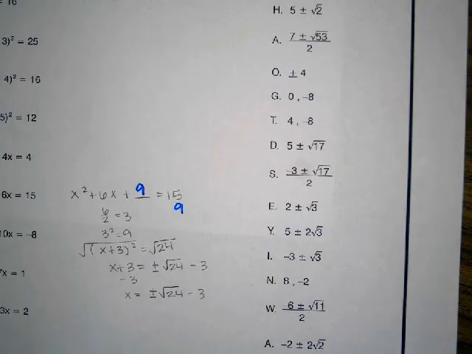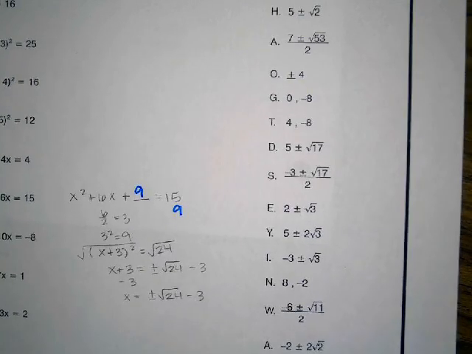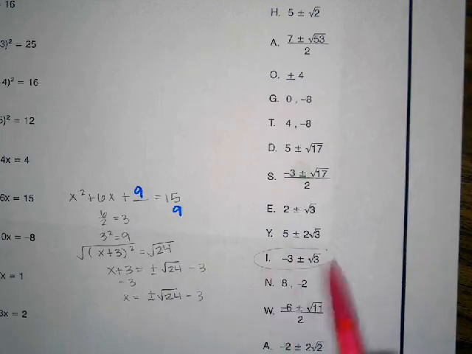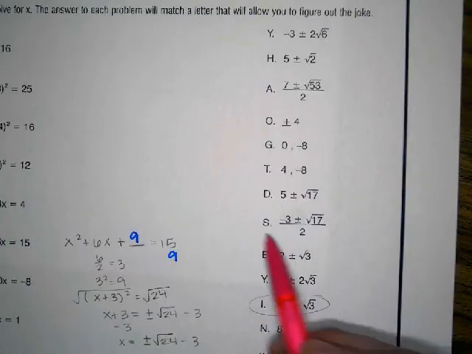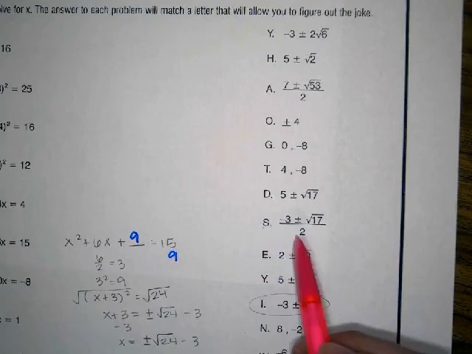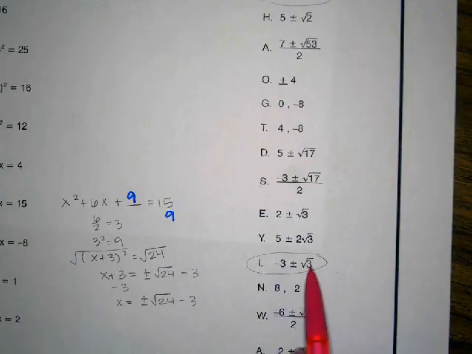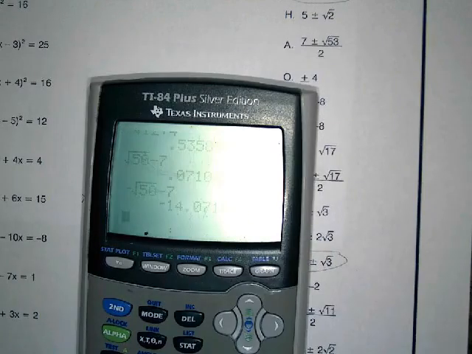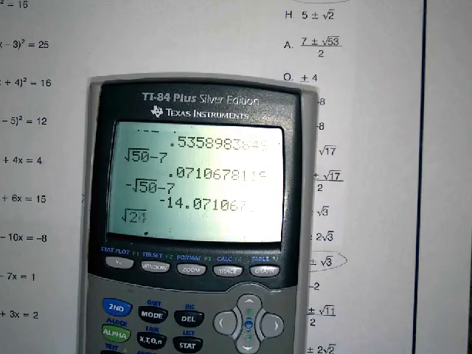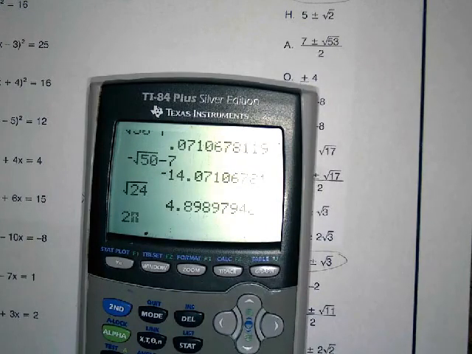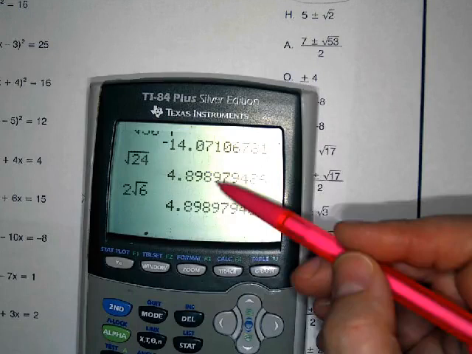So I is one of the answers it could be. It's probably not S because we didn't have a fraction like that. Or it could be Y. The root 3 is probably not going to be root 24 anyway, but the 2 root 6 could be. So let's double check root 24 and 2 root 6 and see if those are the same. Those are the same. So it's answer Y.